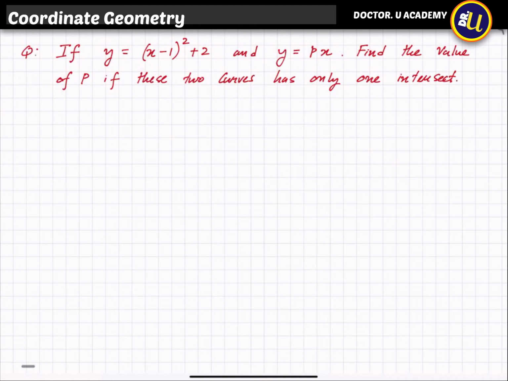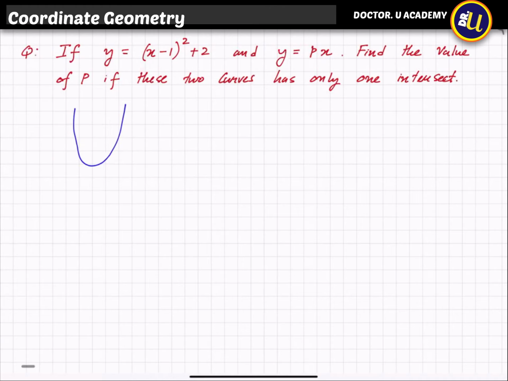Okay, so in this question, y is equal to (x minus 1) squared plus 2 and y is equal to px. P is not given. They are intersecting each other, and we have to find p to have only one intersect. So now we have to go to a diagram and see what is happening here. The first one is a parabola, right? And y is equal to px is a linear line. So this p is a constant.